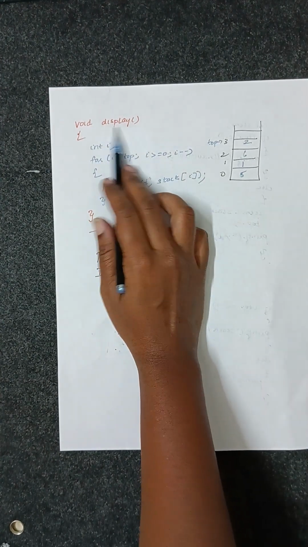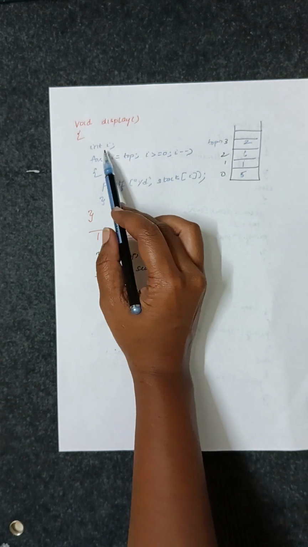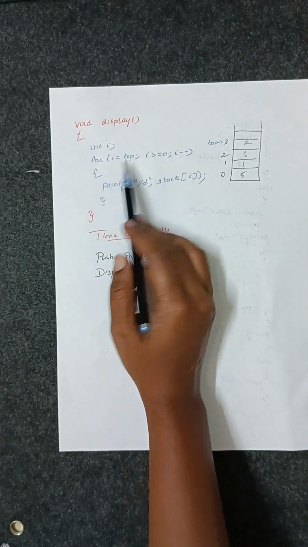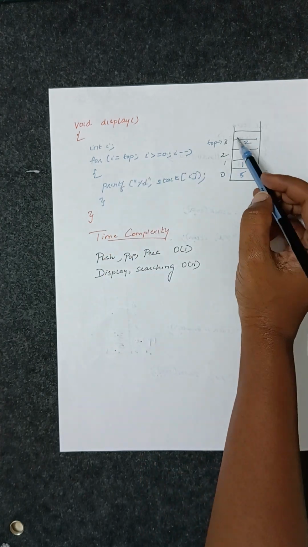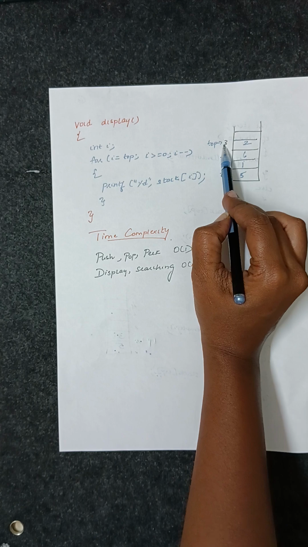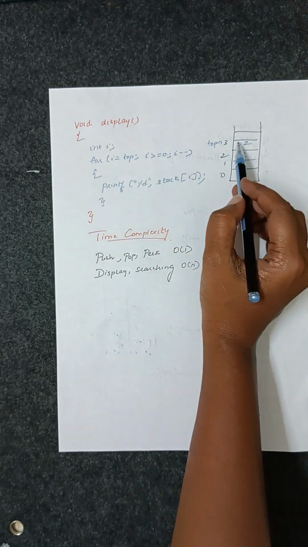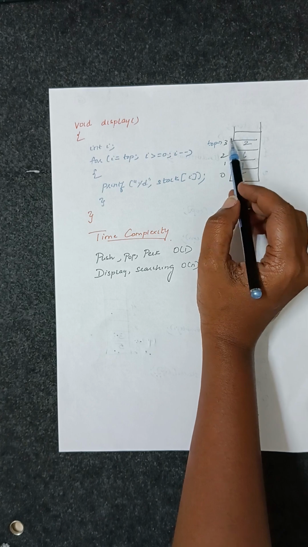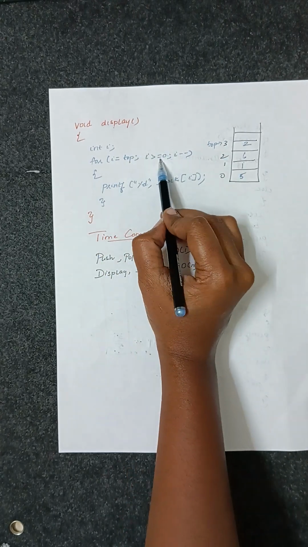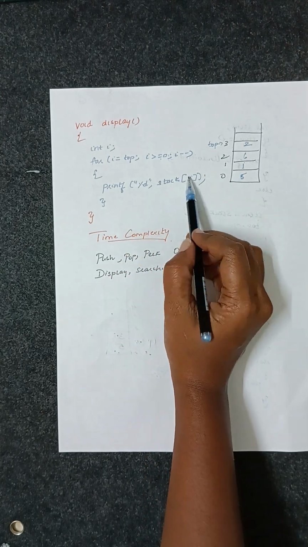Next function is the display function, if you want to display all the elements in the stack. Initially you need a loop for that, so I am declaring a variable i for the loop. You are going to print all the numbers in the stack. Now my top is pointing to 3, for example, with elements at 0, 1, 2 and 3. You always have to print from the top, right? So i is equal to top, i greater than or equal to 0, i minus minus. printf %d stack of i.